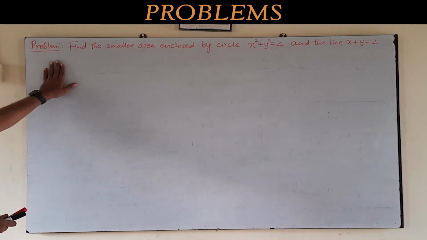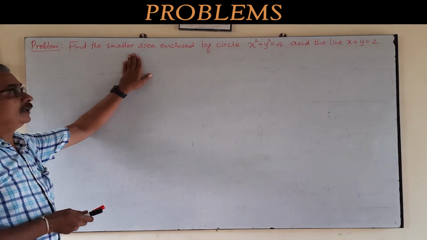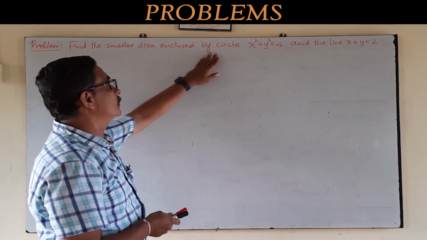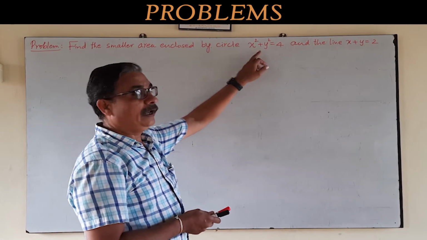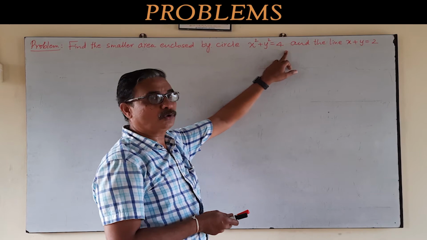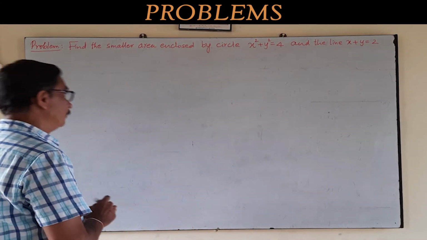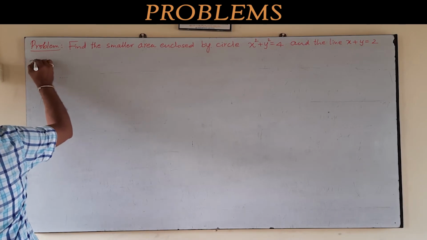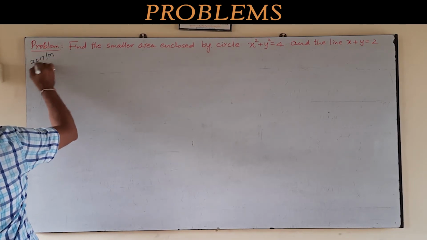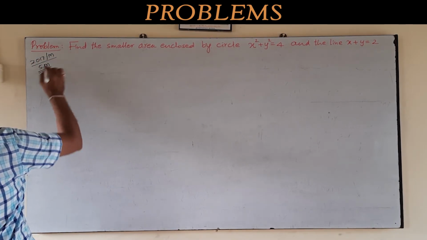Yes, next problem. Find the smaller area enclosed by the circle x square plus y square is equal to 4 and the line x plus y is equal to 2. Now that question was asked in the 2017 March annual exam, that is a 5 mark question.